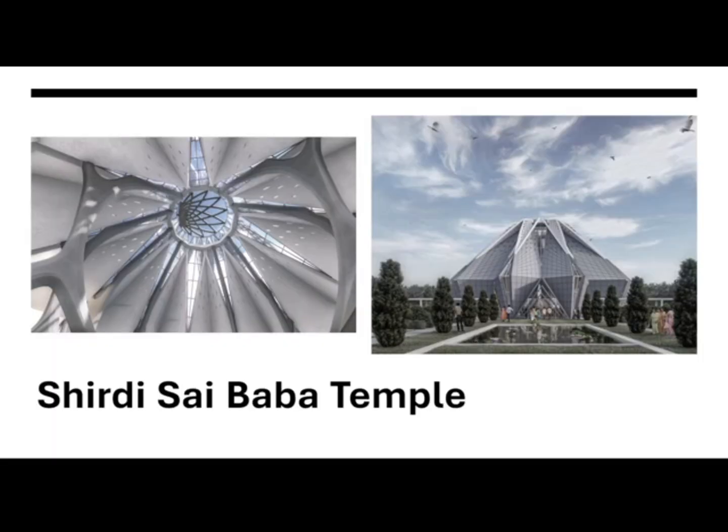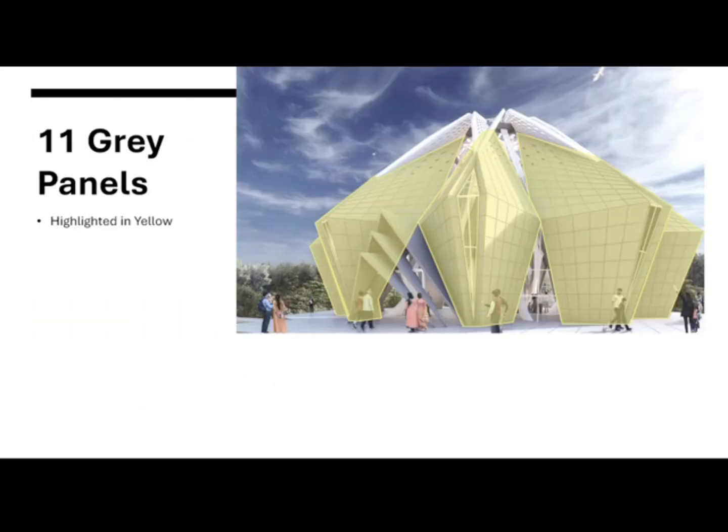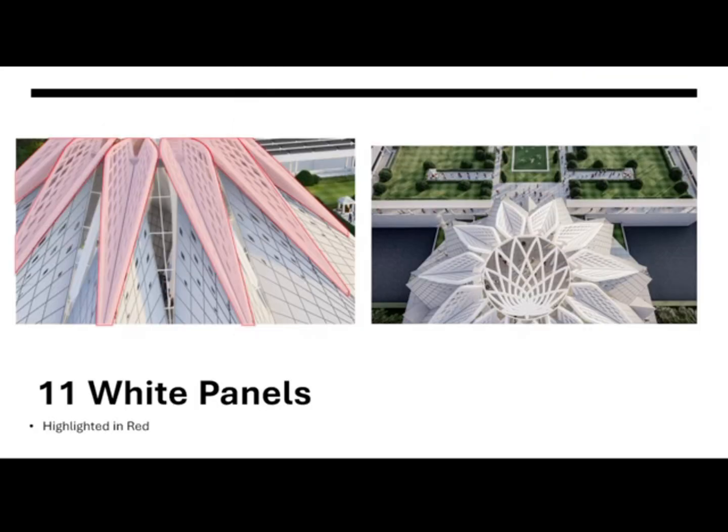What you have to know about Shirdi Sai Baba temple is that it's a pavilion in India and it has 11 gray panels that are highlighted in yellow, as well as 11 white panels that are highlighted in red, and it's above the gray panels.